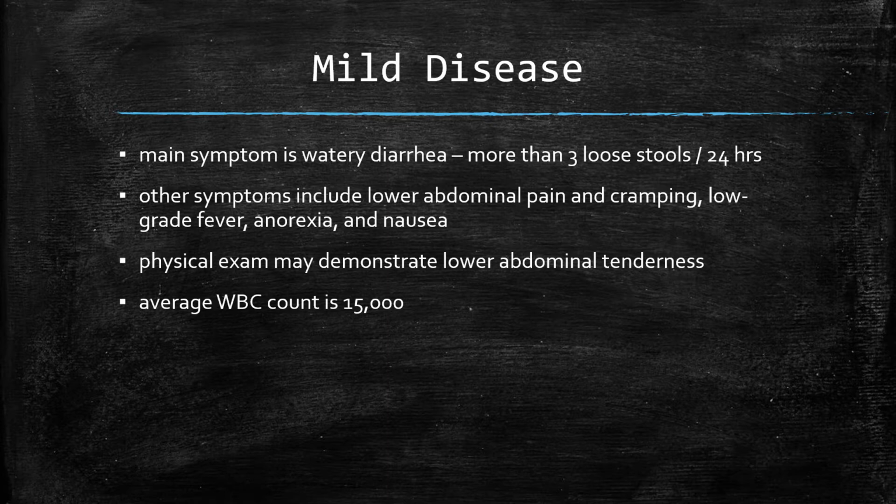Most patients have watery diarrhea. They'll have at a minimum 3 loose stools, but the number can be as many as 10 in a 24-hour period. They also might have some lower abdominal pain, a low-grade fever, with some anorexia and nausea. Physical exam is usually fairly unremarkable, with perhaps some lower abdominal tenderness. Overall, these patients don't look or act terribly sick.